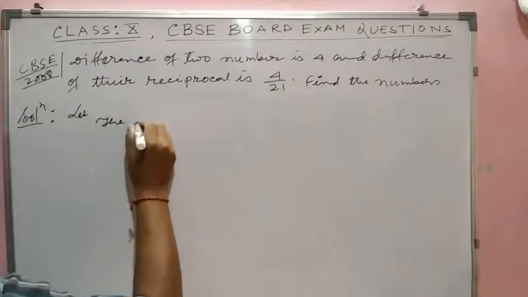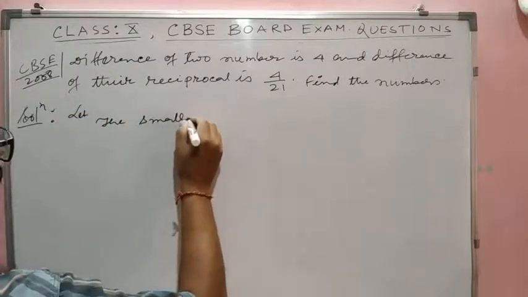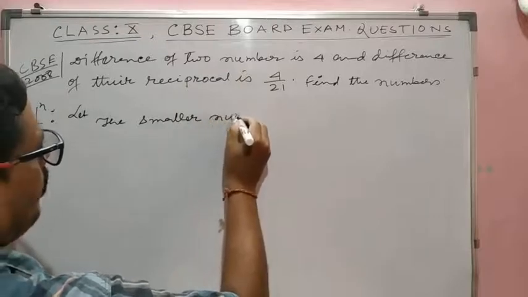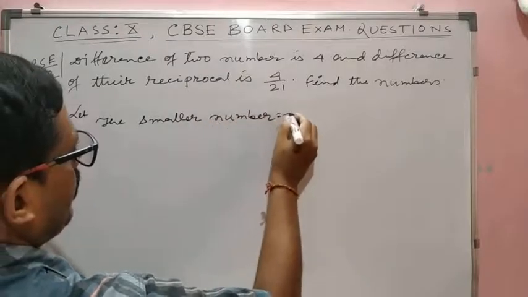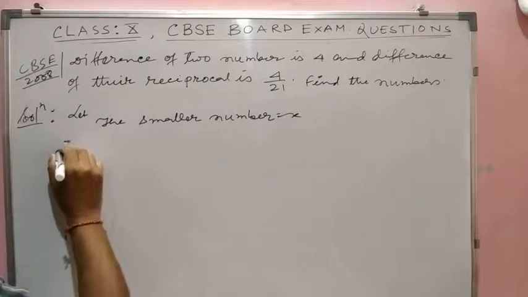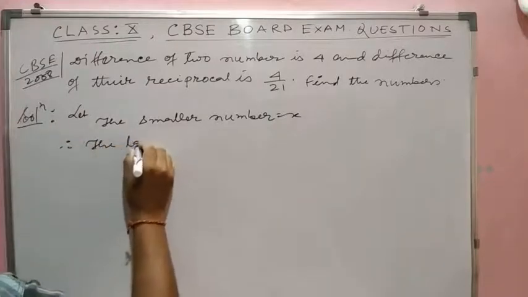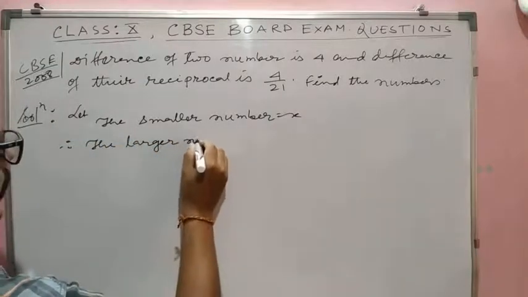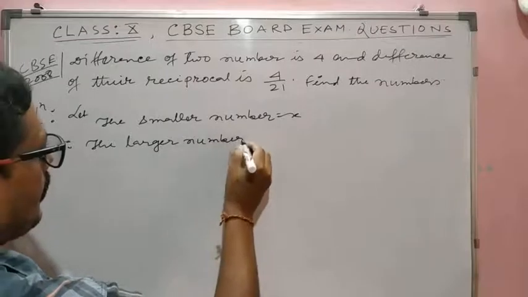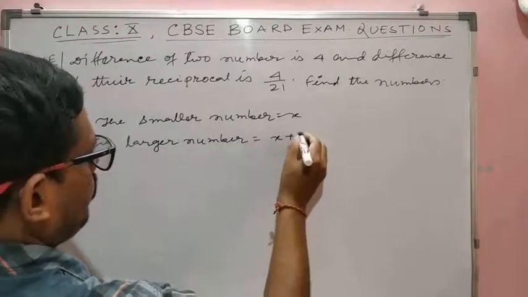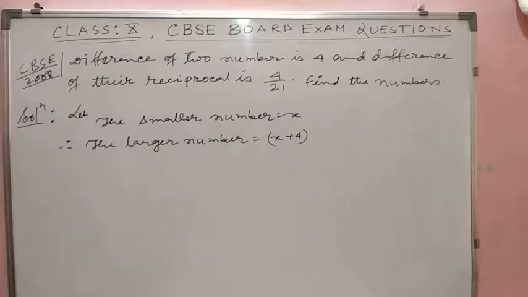Let the smaller number equal x. Therefore, the larger number equals x plus 4.